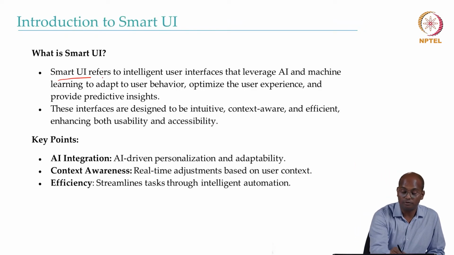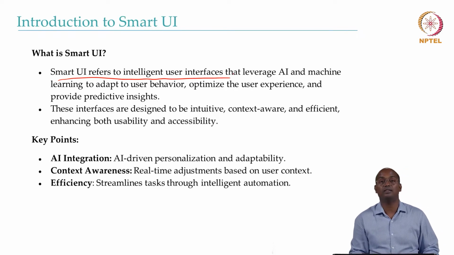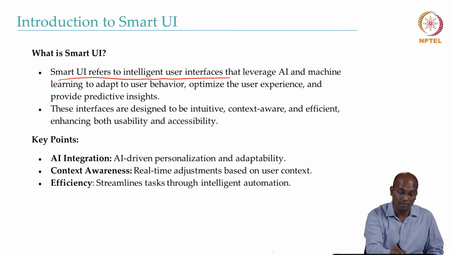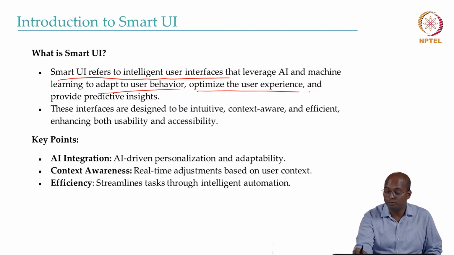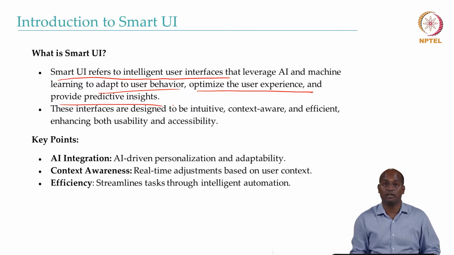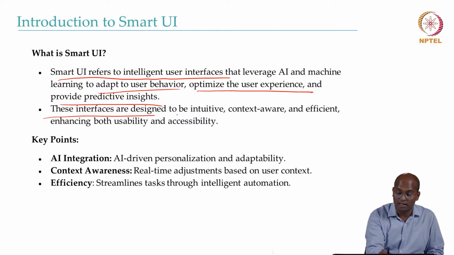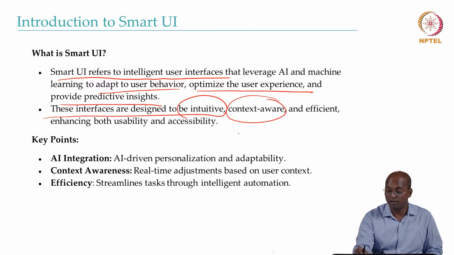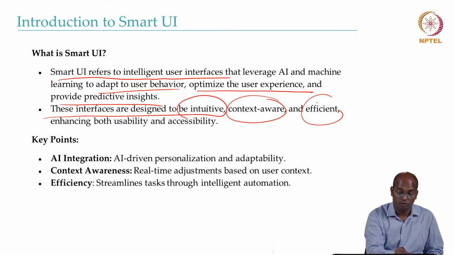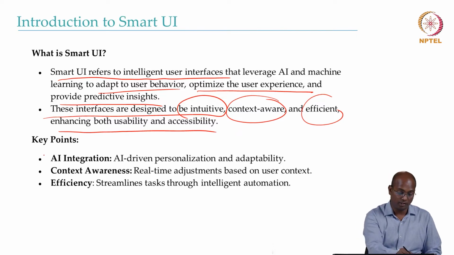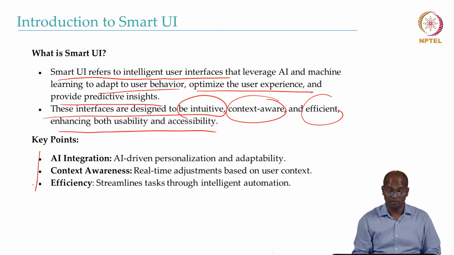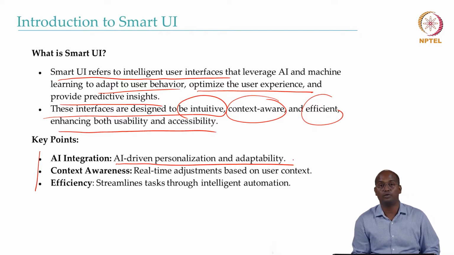A Smart UI refers to an intelligent user interface that leverages AI and machine learning to adapt to user behavior, optimize the user experience and provide some predictive insights. These interfaces are designed to be intuitive, context aware and efficient, enhancing both usability and accessibility. The key points include AI integration: AI-driven personalization and adaptability to help different kinds of users based on their strengths and limitations.